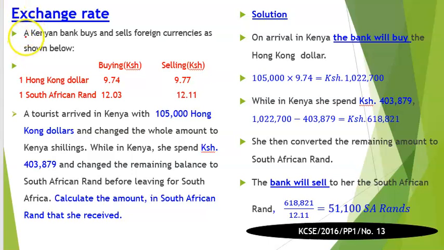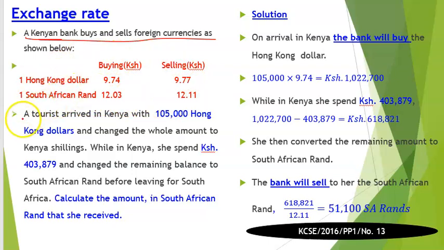So the question goes that a tourist or a Kenyan bank buys and sells foreign currencies as shown below. So one Hong Kong dollar goes for 9.74, that is buying, and 9.77 as selling. Same to South Africa, as you can see from this table.